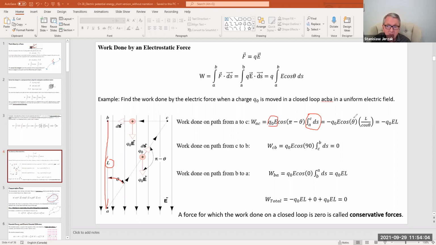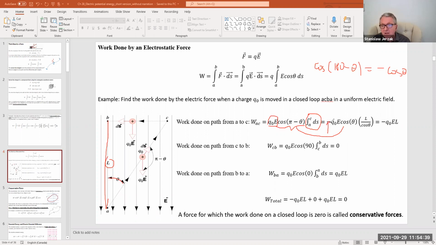So I've expressed the distance from A to C as L over cosine theta. But at the same time, I replaced here, you have to pay attention, instead of writing cosine pi minus theta, I have written negative cosine theta, because all of you should know that identity, that cosine of 180 degrees or pi minus angle theta is equal to negative cosine theta. Okay, that was done in high school, not to mention university.